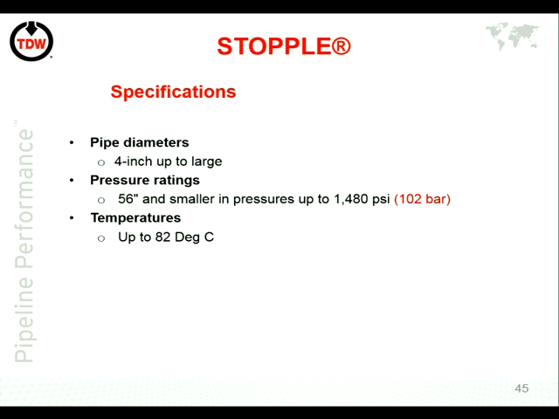I've said they'll come in pipe diameters from 4-inch up to large. We haven't really got a limitation on stopples, but we wouldn't like to say what the maximum one is. Generally speaking, you can do a 56-inch stopple. It just means it's a very heavy machine. Pressure ratings, again, we can go to 102 bar. There's no reason why you can't stopple at 102 bar. And again, the temperatures are a lot lower than what you can do with hot tapping. The reason is that the stopple is a rubber-based compound, and obviously that will be temperature dependent. So depending on what you use, you can get up to about 82 degrees.